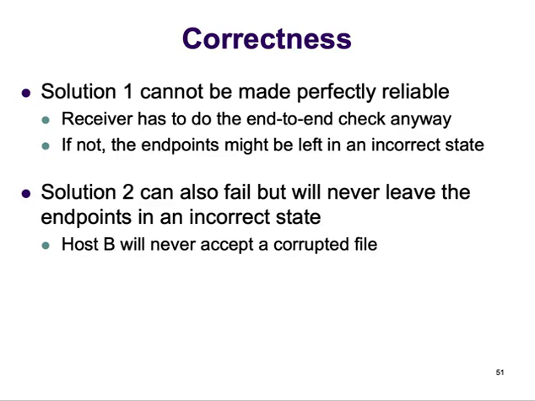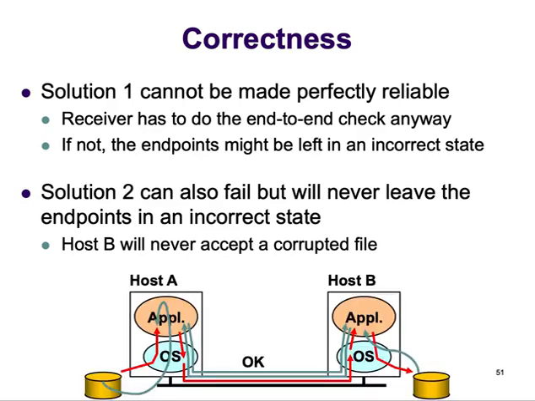So you can have host B in a state where it doesn't have a file, or doesn't have a file it's allowed to use, but you cannot have host B in a scenario where it has the wrong file and goes ahead and uses it. Does that make sense? Any questions on this line of argument?